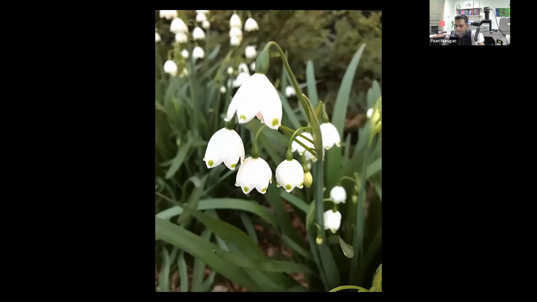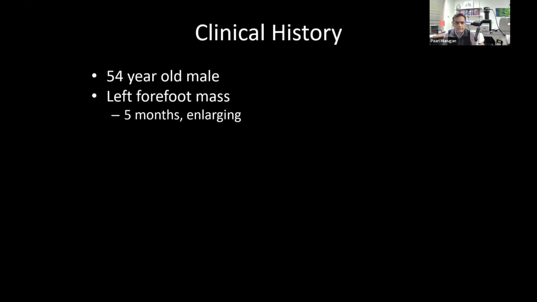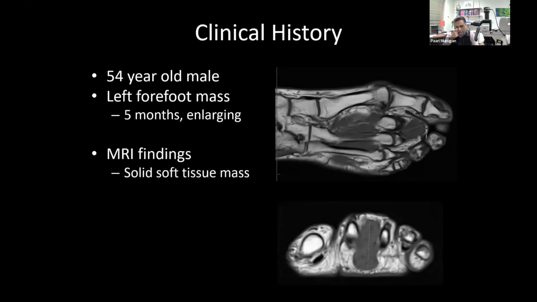All right, so let me move on to case 4, my final case. I'm almost out of time, I'm sorry about that. This is a rather fun case, so hopefully it will be quicker than the others. It's quite straightforward too. This is a 54-year-old male who presented with a left forefoot mass. He noticed it for 5 months, and it seemed to be enlarging. So again, MRI was done, and here you can see this lesion. In contrast to the other cases that we saw today, you can clearly see that this is quite homogeneous in appearance.